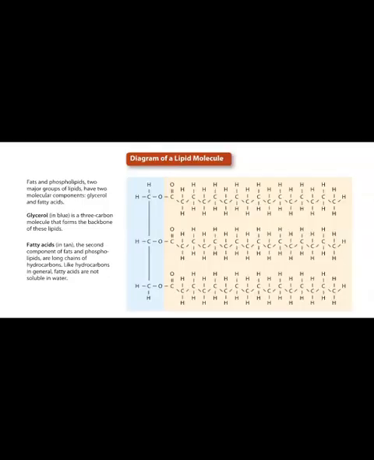Also on page 38 in your biology reference guide, you can see a picture of a lipid. Fats and phospholipids, two major groups of lipids, have two molecular components, glycerol and fatty acids. Glycerol, in blue, is a 3-carbon molecule that forms the backbone of these lipids. There's a carbon, the second carbon, and the third carbon, and they're all bonded together. That's what those lines mean. Fatty acids, in tan, the second component of fats and phospholipids, are long chains of hydrocarbons. Like hydrocarbons in general, fatty acids are not soluble in water.